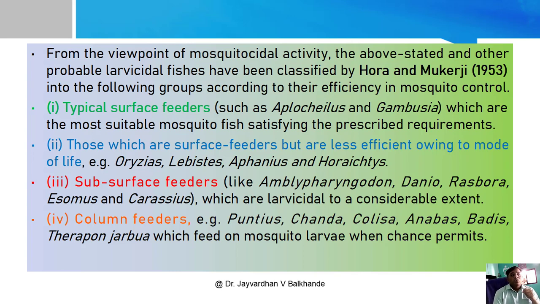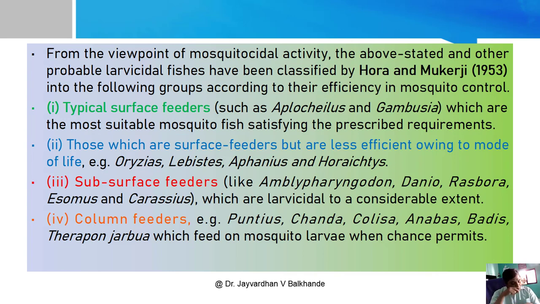Okay, and number two is those which are surface feeders but are less efficient owing to mode of life. For example, the Oryzias, Lebistes, then the Aphanius and the Horaichthys. And number three is the subsurface feeders, including the Amblypharyngodon, Danio, Rasbora, Esomus and the Carassius. These are larvicidal to a considerable extent.